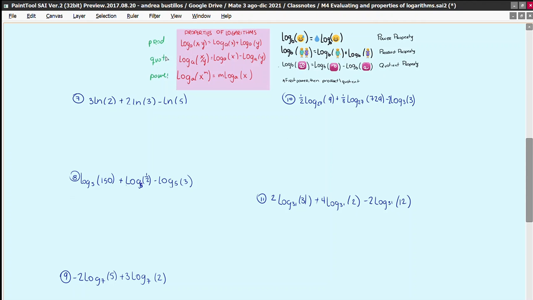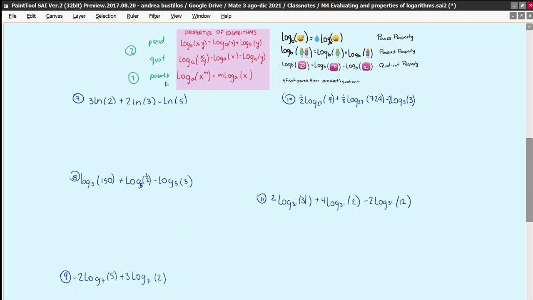Also, remember the order in which you can apply these properties is always starting by the power rule. Why? Because as in hierarchy of operations, you first do the powers, then you do the product or quotients, okay? So let's start with this example.